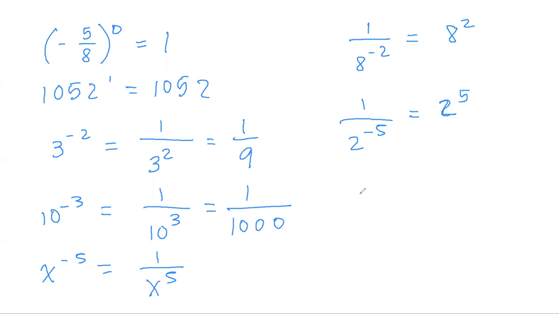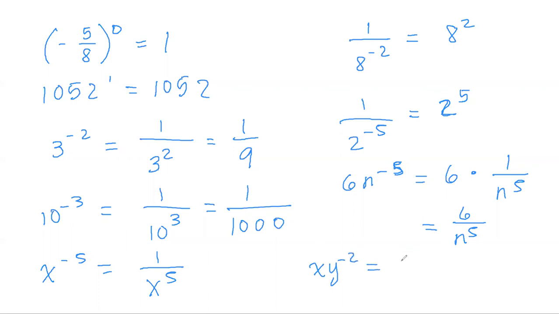Okay, let's do some other type of examples. If I had 6n to the negative 5, we can think of this as 6 times 1 over n to the 5, so then you could just say 6 over n to the 5. And let's do another problem that's pretty similar. So x times y to the negative 2. That negative 2 is only being applied to the y. So I just have x times 1 over y squared, and so I have just x over y squared.